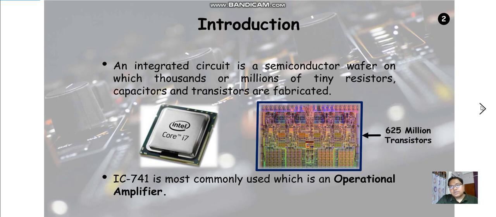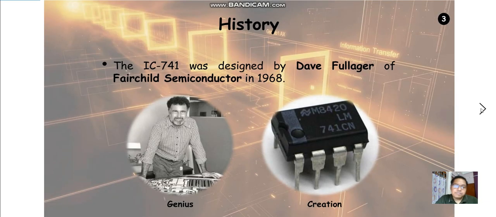Let me introduce that if you talk about IC741, basically it uses a VLSI technology, that is very large scale integration. Using this technology, we always go for fabrication of millions of transistors and logic gates into a single tiny IC. So this particular IC plays a major role, and IC741 is most commonly used as an operational amplifier.